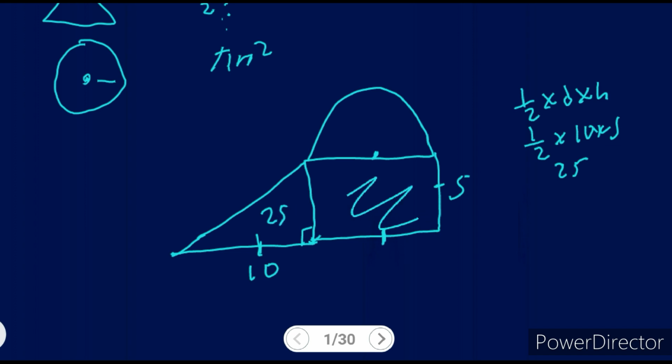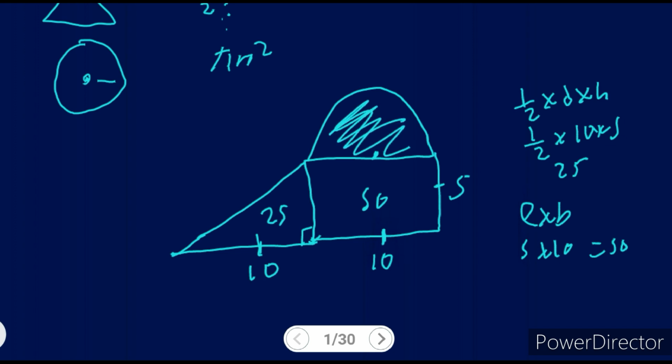Now let's find the area of this portion. Well, we're told that this side is the same as this side, meaning that this is also 10. The area of the rectangle is length times breadth. So we're just going to say 5 times 10, and that is 50. So we found the area of this portion as 50. Now let's find the area of that part. That is a semicircle, so we have a diameter, which is the same as this part. So this is 10, meaning that the radius is 5.